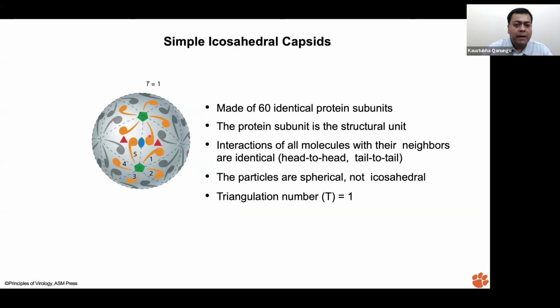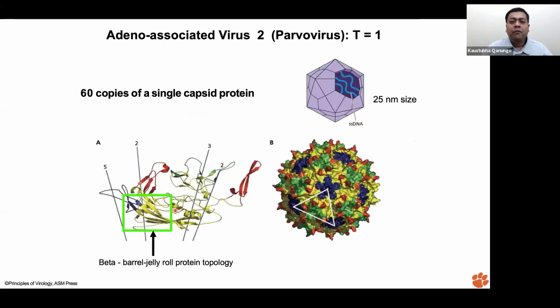So these comma-shaped structures, the oranges and the grays, are the individual protein molecules. Around the threefold symmetry, you have 1, 2, 3 proteins. On the fivefold symmetry, you have 1, 2, 3, 4, 5 proteins. At the twofold symmetry, you have 1 and 2 proteins. So this gives you the symmetry of the simplest type of icosahedral capsid. But things get complicated quickly. Before that, we are just looking at one example. This is adeno-associated virus 2, which is a parvovirus, the simplest one, with triangulation number T1.